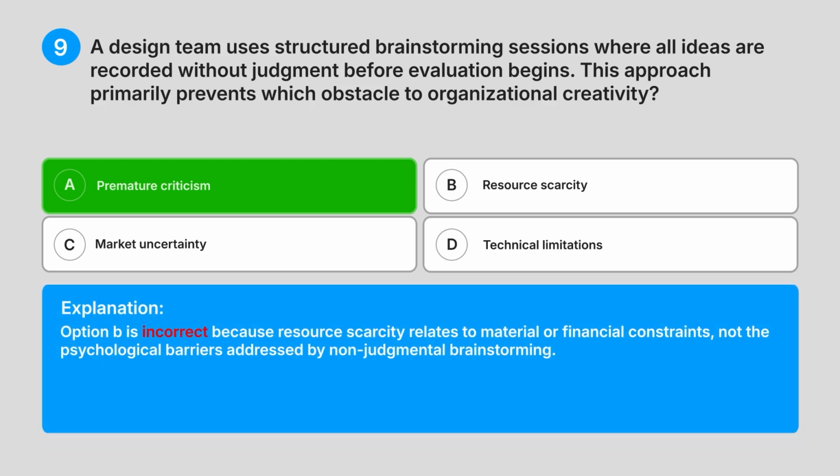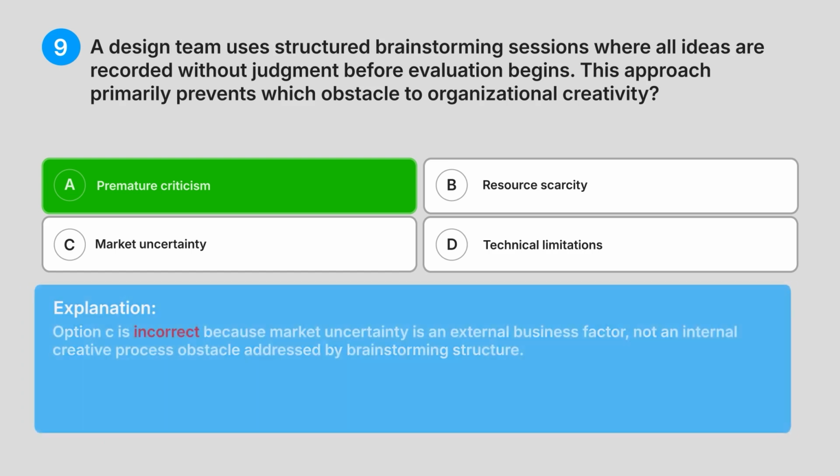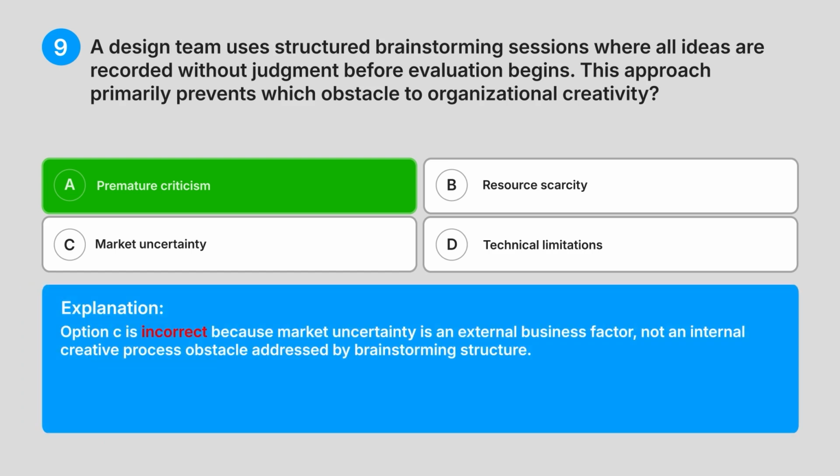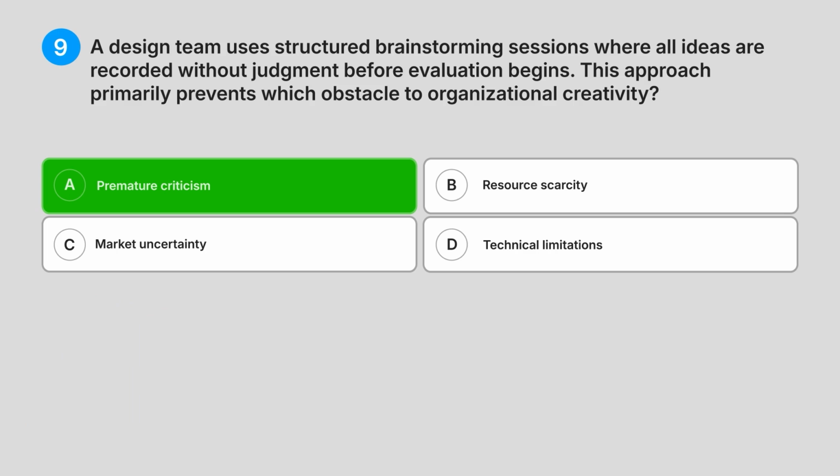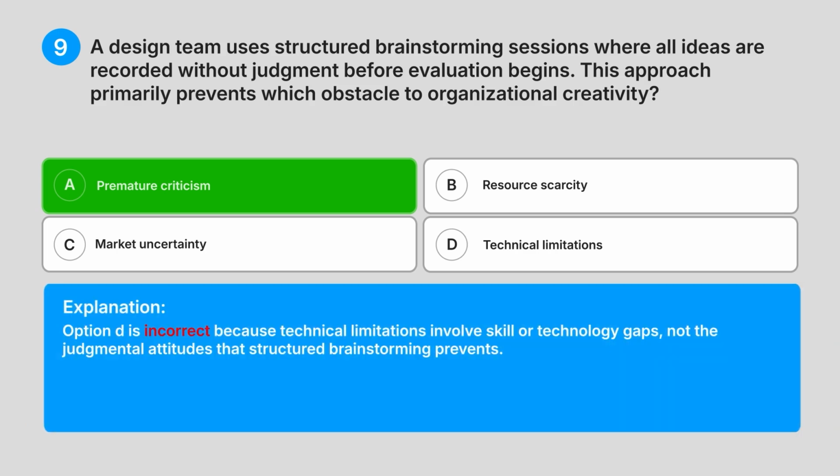Option B is incorrect because resource scarcity relates to material or financial constraints, not the psychological barriers addressed by non-judgmental brainstorming. Option C is incorrect because market uncertainty is an external business factor, not an internal creative process obstacle addressed by brainstorming structure. Option D is incorrect because technical limitations involve skill or technology gaps, not the judgmental attitudes that structured brainstorming prevents.